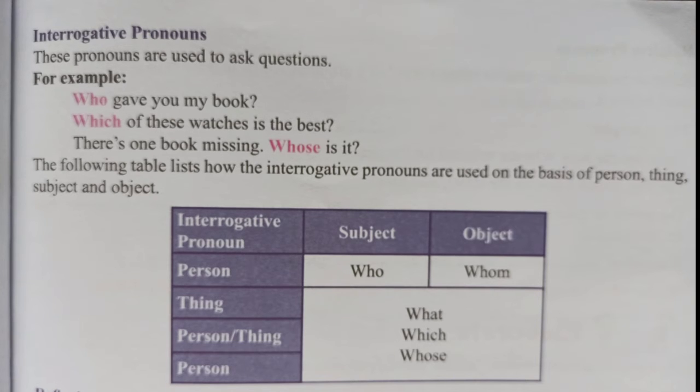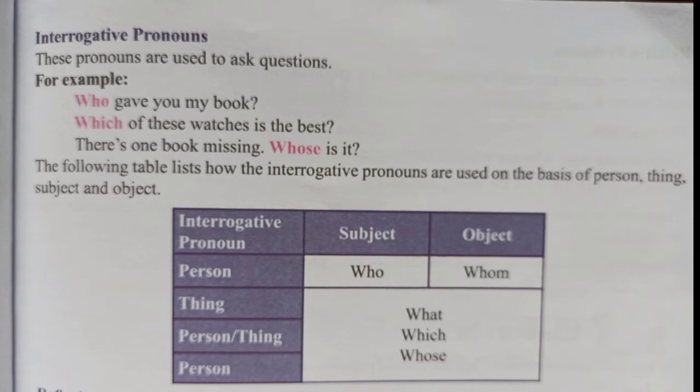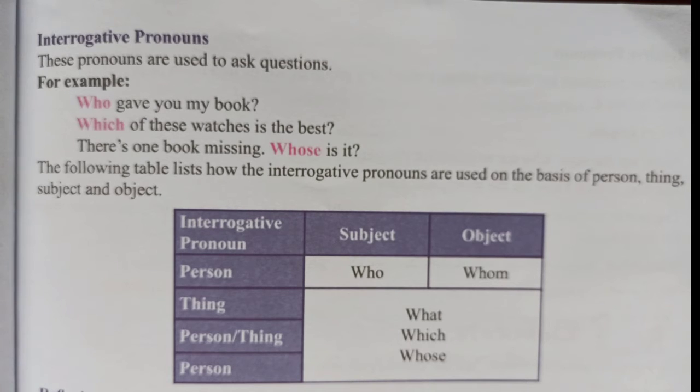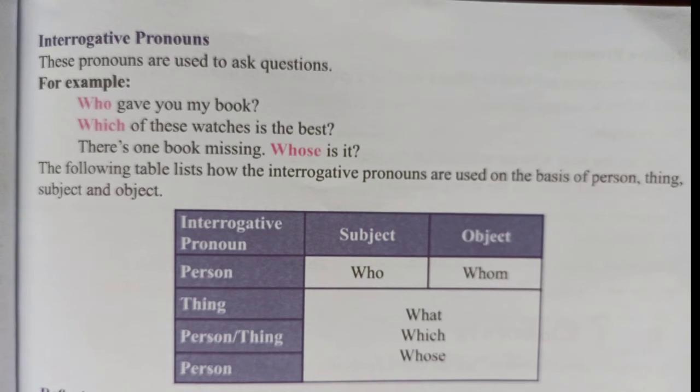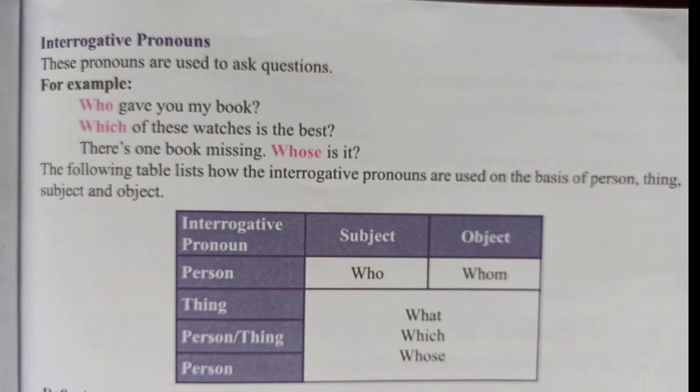So let's talk about the following table. The following table lists how the interrogative pronouns are used on the basis of person, thing, subject, and object. When we use a subject and we want to know about the person, then we can use who. When we need to know about the person as an object, we use whom. For thing and person, the questions will be the same: what, which, and whose. So we can use these questioning words in different ways for asking about things or persons.